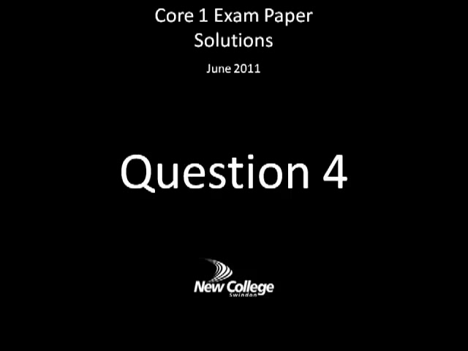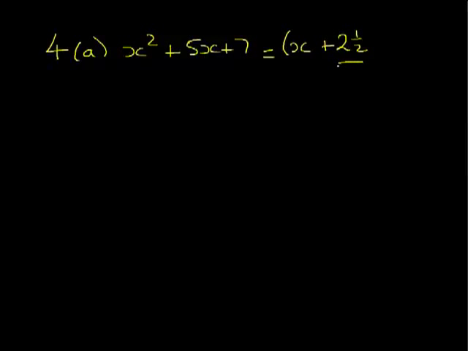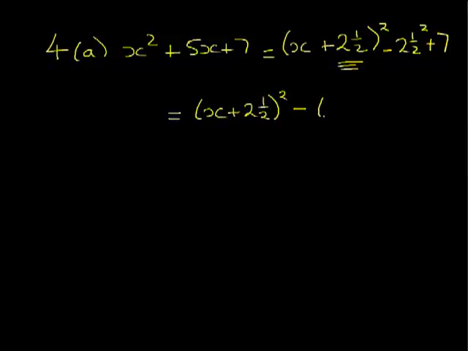On to question 4, where we need to express x squared plus 5x plus 7 in completed square form. So the rule is take the number of x's and halve it and put it in the bracket with the x and square it. Then take away that number squared and we need to add 7. So there's my final answer, x plus 2.5 squared minus 6.25 plus 7.